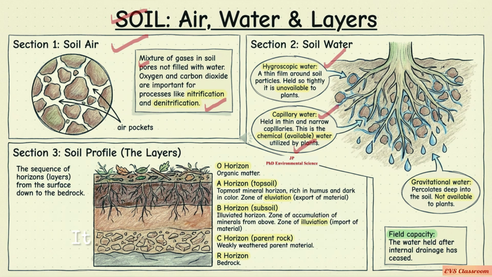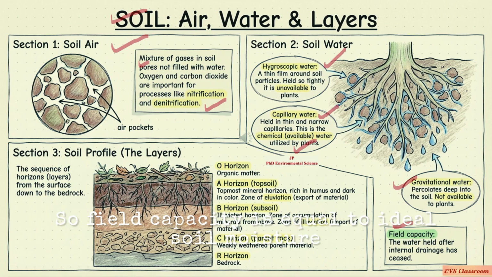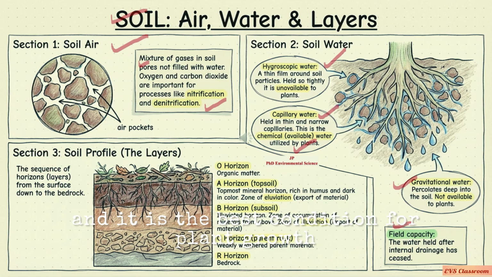Gravitational water. It percolates deep into the soil, not available to plants. Excess water drains downwards due to gravity. It washes away nutrients. Over irrigation leads to nutrient loss. Field capacity. It is the water held after internal drainage has stopped. So field capacity is equal to ideal soil moisture, and it is the best condition for plant growth.